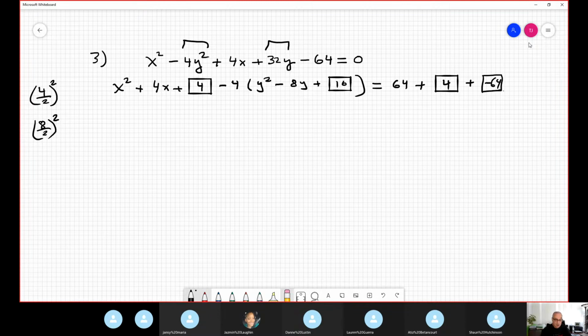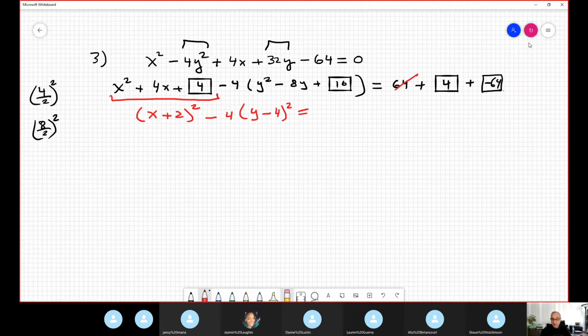Okay, so the factorization of that part is x plus 2 squared. Where does this 2 come from? Square root of 4, no? Minus 4. The factorization, this is y minus 4, right? Squared. In the right hand side, I can see that 64 and negative 64 cancel and stay only 4. Almost, we finish.